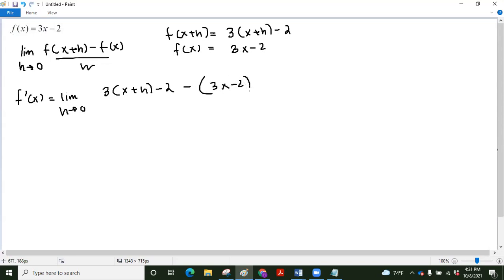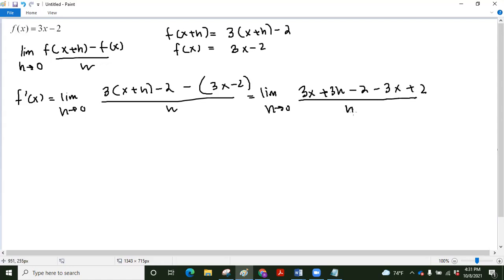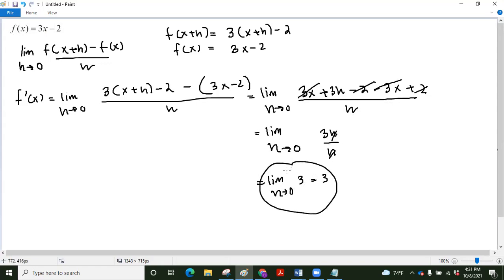minus f of x, which is 3x minus 2, over h, which equals the limit as h approaches 0 of 3x plus 3h minus 2 minus 3x plus 2 over h. These cancel out. These cancel out. We're left with the limit as h approaches 0 of 3h over h, which is just 3. So the limit as h approaches 0 of 3 is 3 because the limit of a constant is a constant.